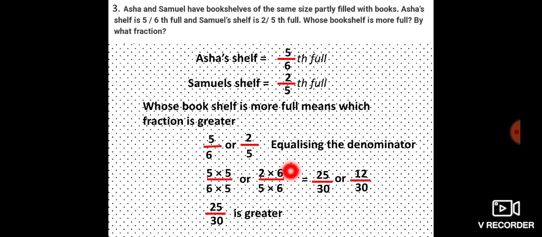What is the actual number of 25 by 30? Yes, 5 by 6 is 25 by 30, 5 by 6 the full. Whose bookshelf? Asha's shelf. So Asha's bookshelf is more full.